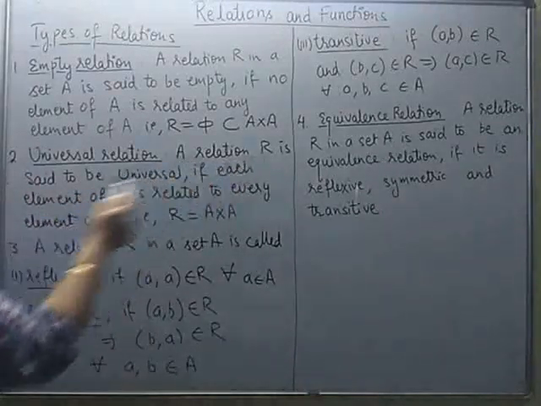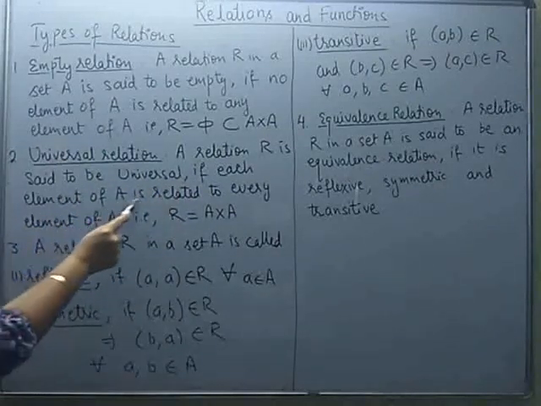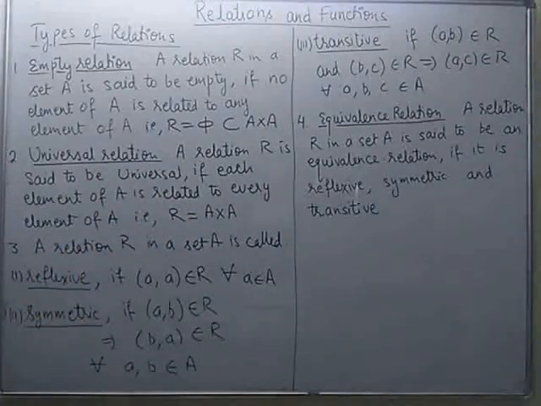A relation R is said to be universal if each element of A is related to every element of A. When we say each element of A is related to every element of A, that means the relation is defined in such a way that we are getting all the possible ordered pairs from A to A. Understood? In that case, R becomes equal to the Cartesian product of A and A. That is why it is termed as universal set.